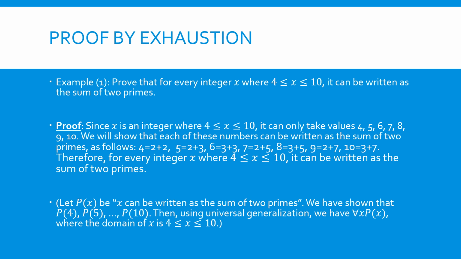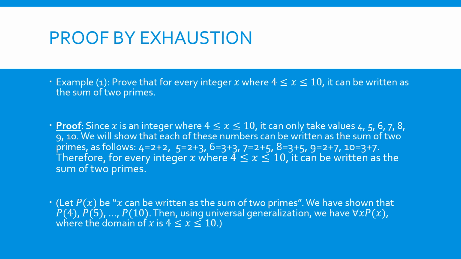In this case, we can discuss each possible value for x. When x is 4, we know it can be written as the sum of two primes. That is, as the sum of 2 and 2. When x is 5, it can be written as the sum of 2 and 3. When x is 6, it is the sum of 3 and 3, and so on.